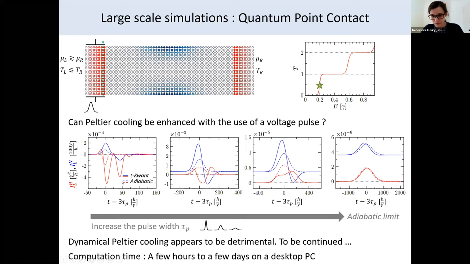But on the contrary, if we are in the non-adiabatic regime, so in the limit of short pulses now, then we find that the heat current in the left lead is almost always negative. So it lets us believe that the dynamical regime is rather bad for Peltier cooling, but that's only a first result, so it's likely the story doesn't stop here. At least it shows that it's now possible, with T-Quant, to investigate these kinds of problems.